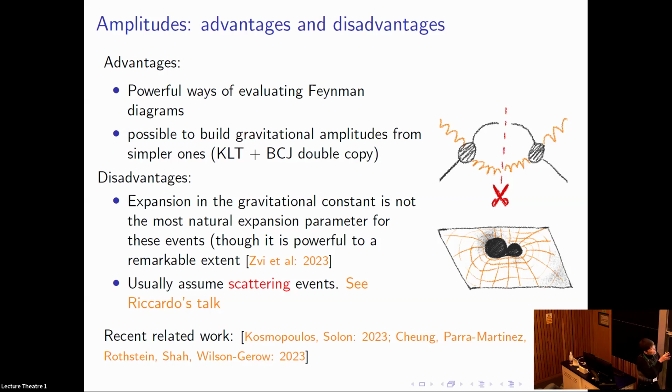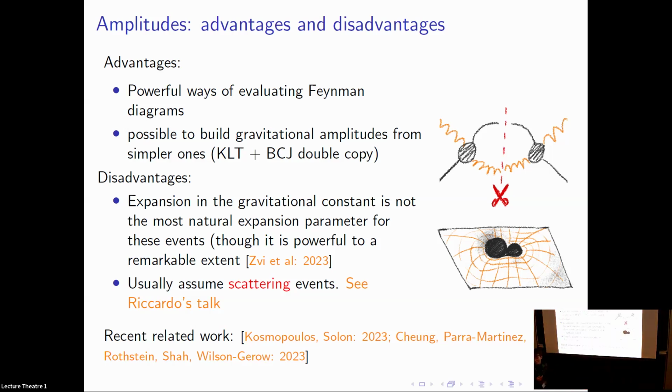But there's always asterisks to this. So in this paper, there was shown some very powerful agreement between the self-force expansion and the PM expansion. And additionally, we're looking at scattering amplitudes, so usually you assume scattering events. But of course, the asterisk is that in Ricardo's talk, we looked at some ways of going to bound orbits. And before I move on, I just want to mention this recent related work, which covers a similar approach to what I will be talking about as well, using more EFT methods.